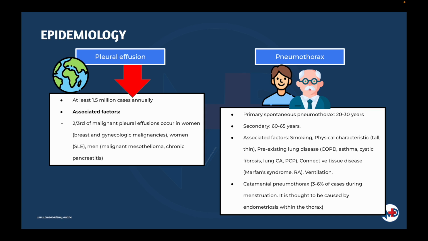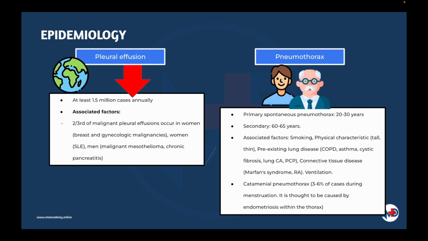malignant mesothelioma, which is more common. As for pneumothorax, primary spontaneous pneumothorax commonly affects those aged between 20 to 30 years old, while secondary pneumothorax occurs more frequently in patients 60 to 65 years. The associated factors include smoking, a tall and thin physique, pre-existing lung disease, for example, chronic obstructive pulmonary disease, asthma, cystic fibrosis, lung cancer, pneumocystis pneumoniae, or in short PCP, connective tissue disease like Marfan syndrome, and rheumatoid arthritis.